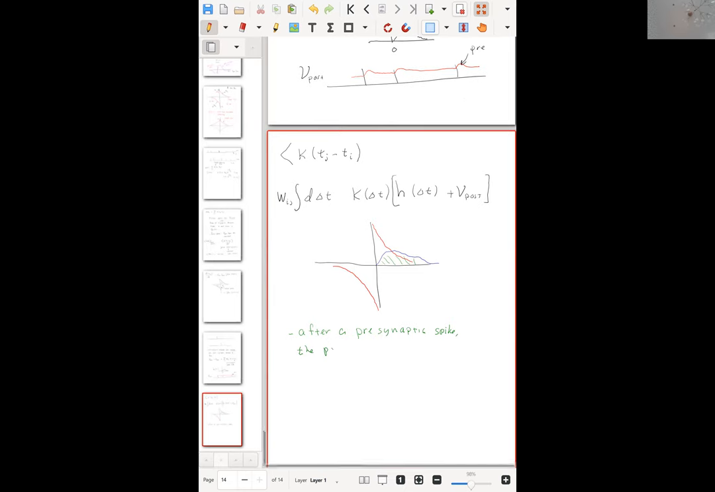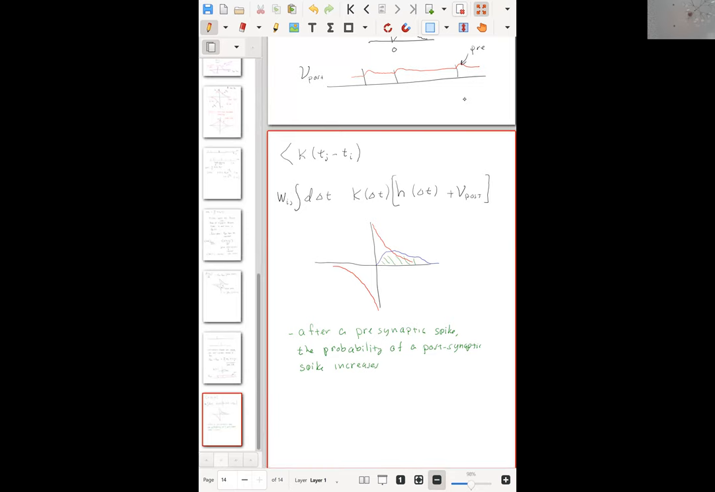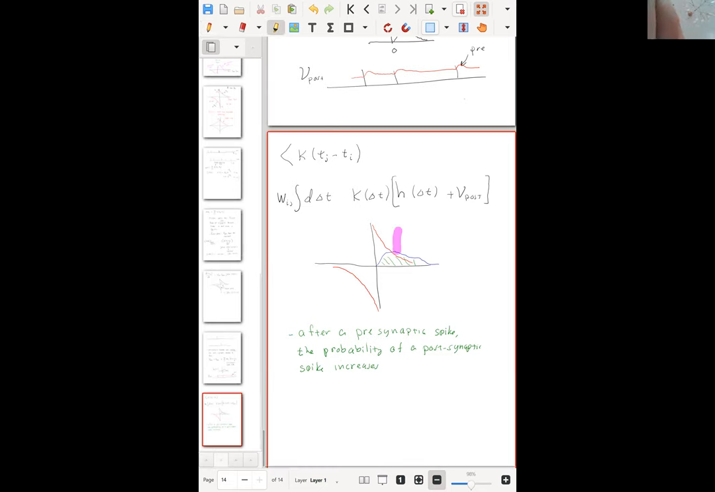Probability of a postsynaptic spike increases. Okay, and that means you're more likely to have a pair of spikes. You're more likely to have a pair of spikes on this side than on that side.